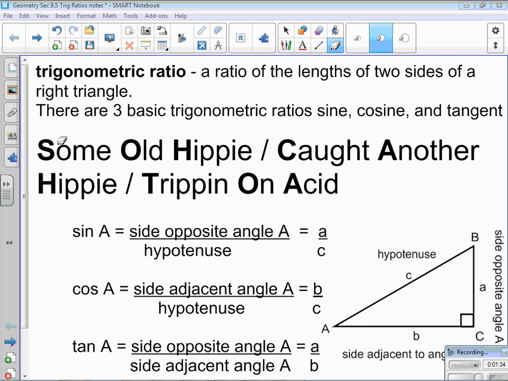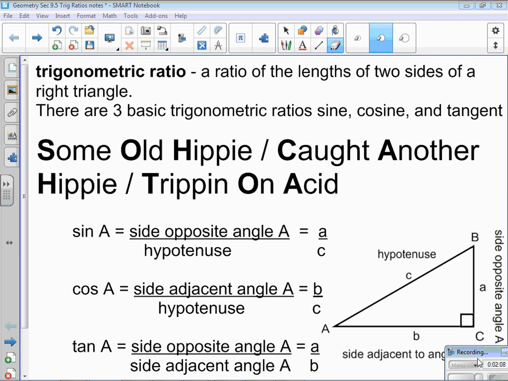All right, so the first one, S-O-H, some old hippie. The S stands for sine, right? And the O is opposite, H is hypotenuse, because the sine of an angle is going to be the side opposite over the hypotenuse. So O for opposite, H for hypotenuse. S is the sine, right? So sine is the opposite over the hypotenuse.